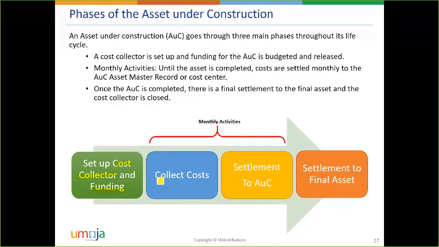Now, the second step in an asset under construction is collecting costs. And this is done through service entry sheets when there are purchase orders for services or when there are consultants. But when it involves materials, it also requires your action. We will see it in the next slide. Then there is a process of settlement that is done by finance, and the final settlement as well. So what we are here for is to discuss this step. Collect costs, which is where you are involved.